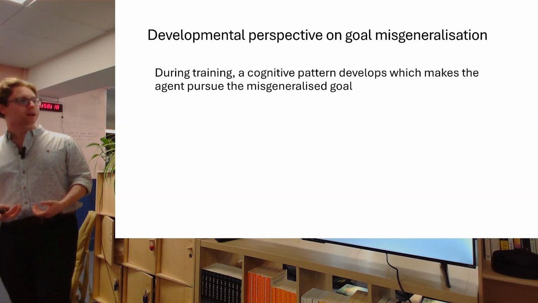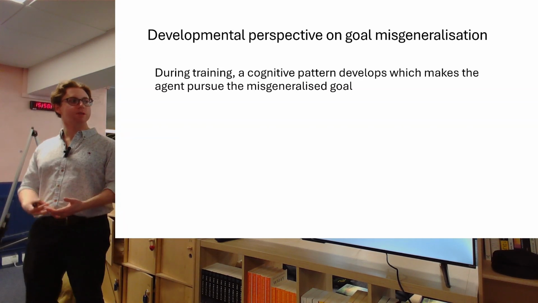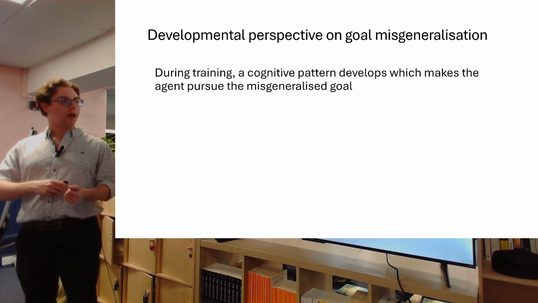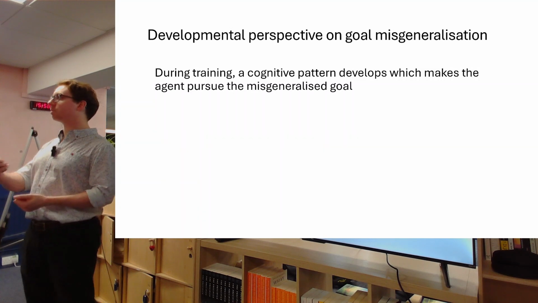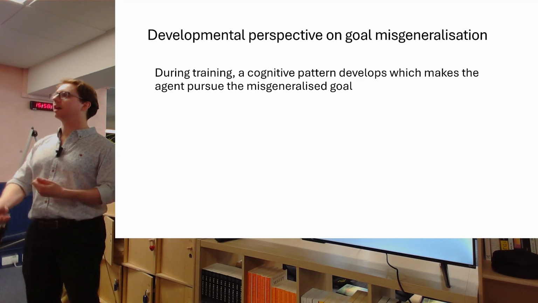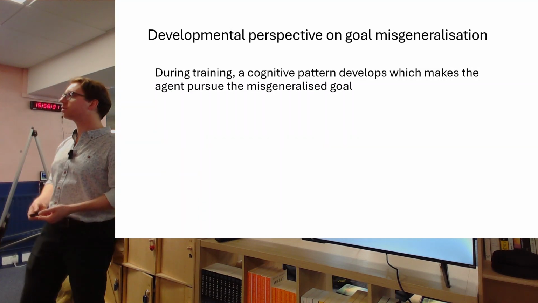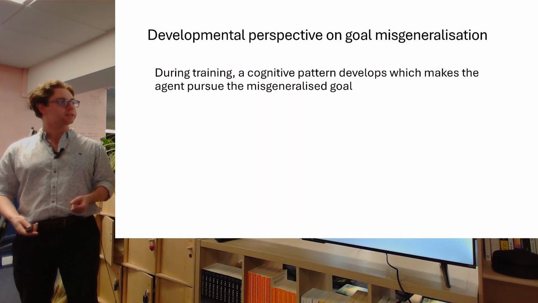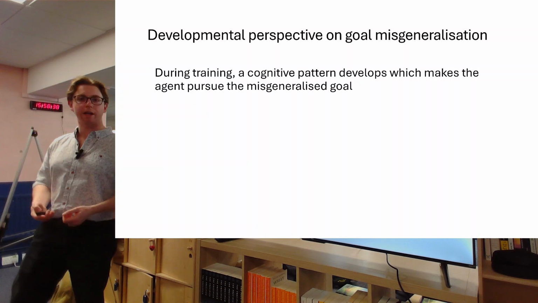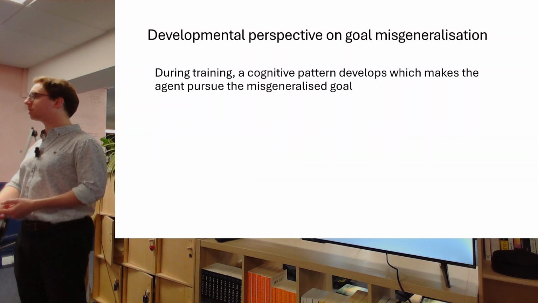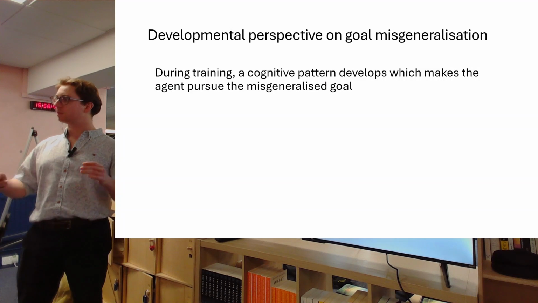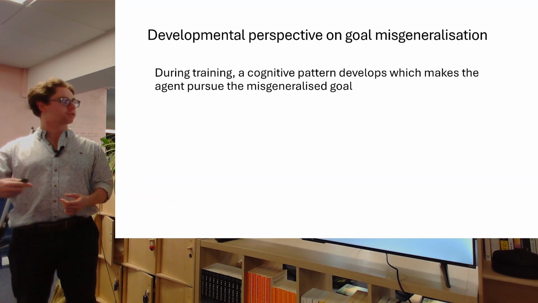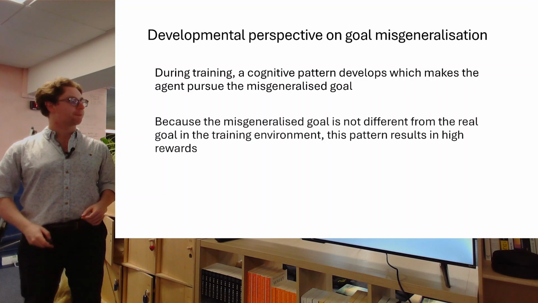Well, at the start of training, some cognitive pattern develops, which is the misgeneralized goal, and this cognitive pattern encourages the agent to pursue the misgeneralized goal. Either in an action value method, it's assigning high values to misgeneralized goal states, or it's assigning high probability to actions that pursue the misgeneralized goal, right? So some internal cognitive pattern that represents the misgeneralized goal.